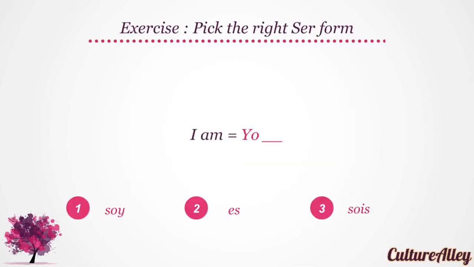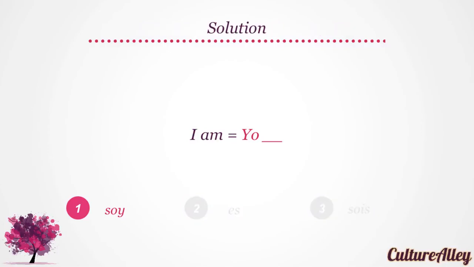All right, now it's quiz time. Try picking the right form of ser from the given options. I am translates to yo soy, yo es, or yo sois. The correct option is yo soy. I am translates to yo soy. Did you get that right?